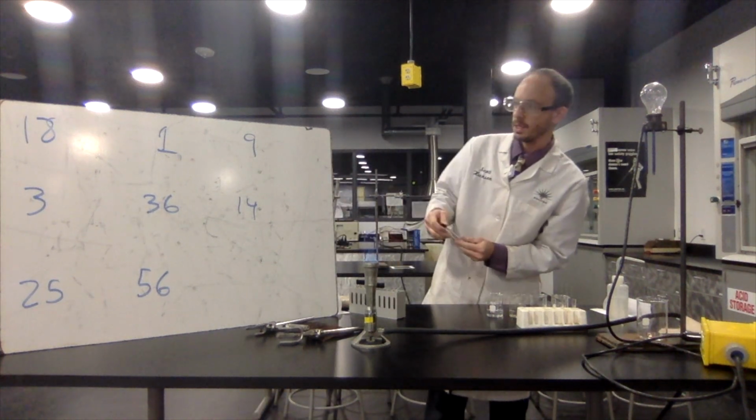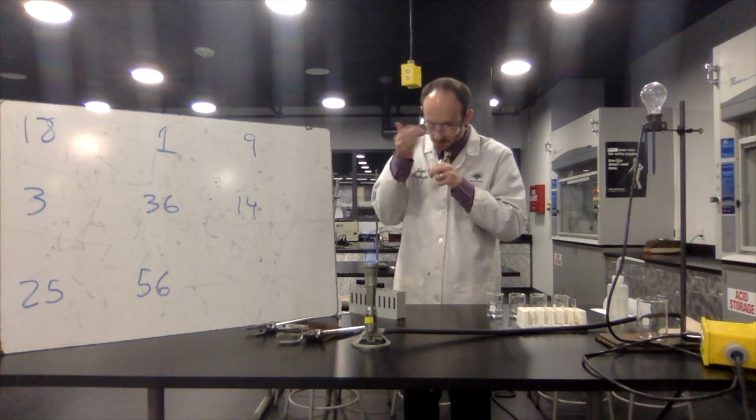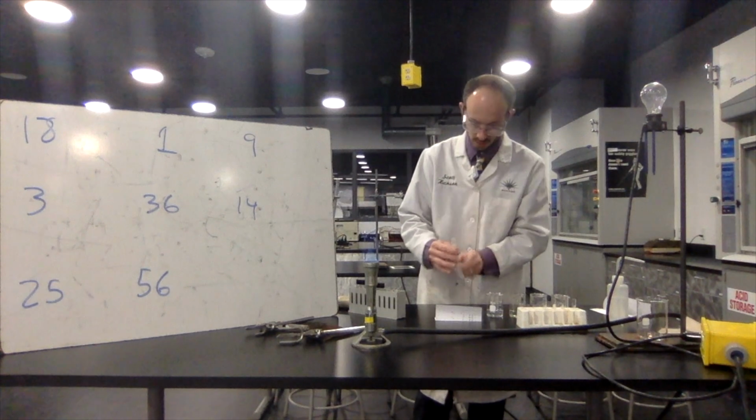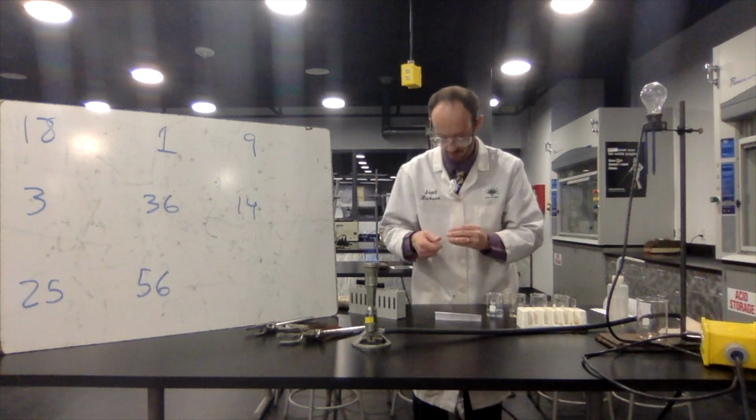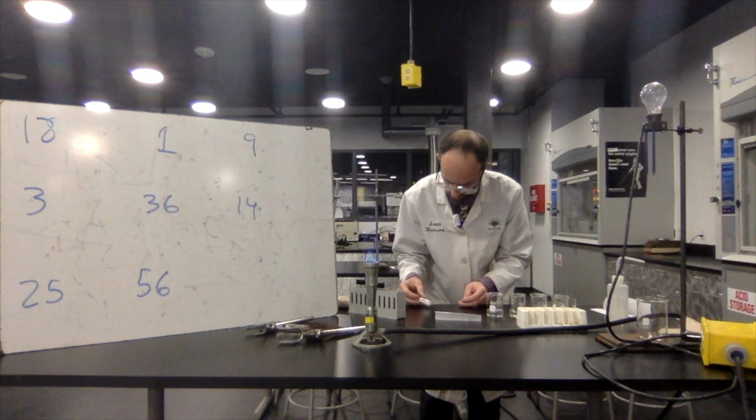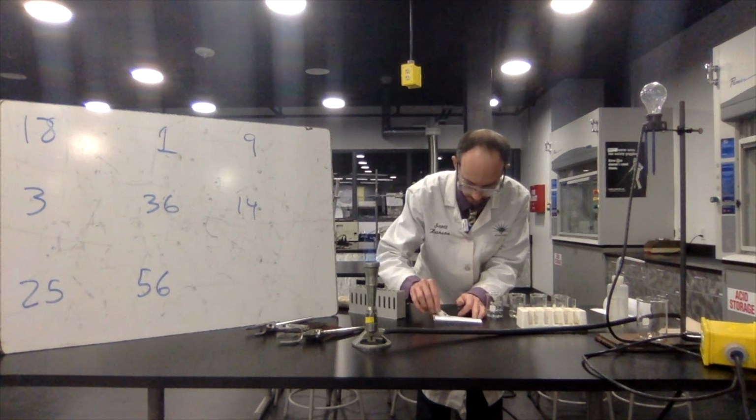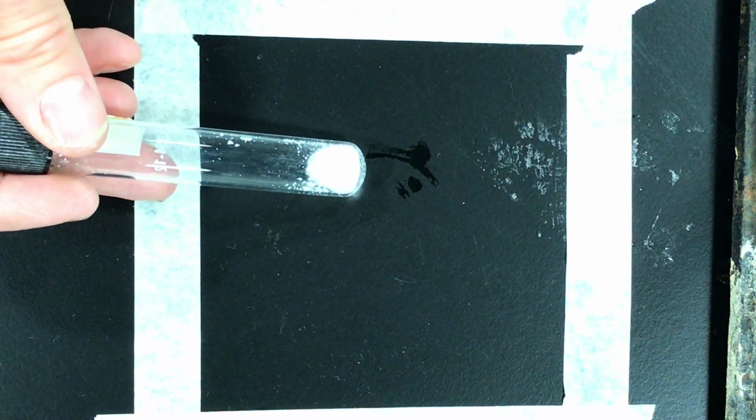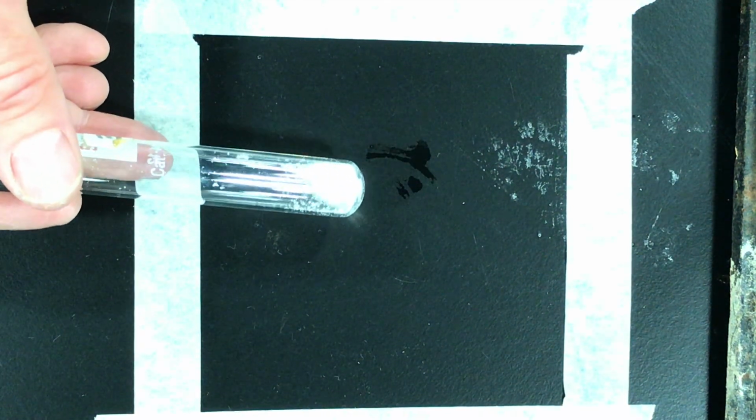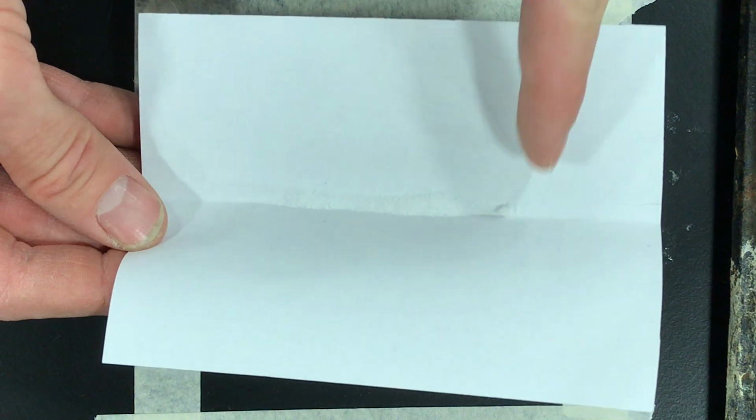Here we go. We've got 18, 1, 9, 3, 36, 14, 25, or 56. All right. First things first, waft. I detect nothing. Here we go. Put some of this on my line. I'll show you the material itself. It's white and kind of crystalline. You can see some of those on the side of the container. Here is the line that I have created. Okay, so the line goes from here to there.